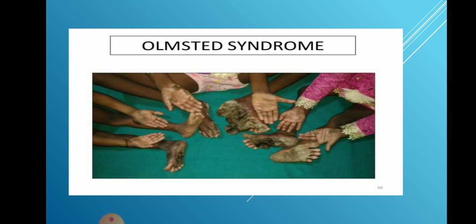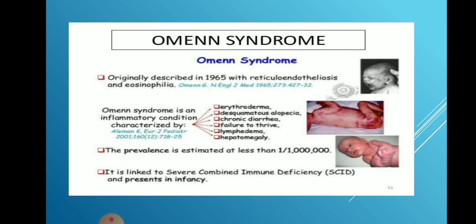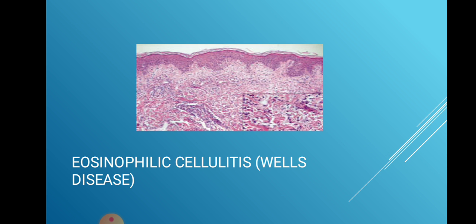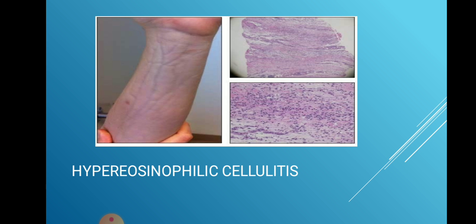This is a rare case associated with eosinophilia called Omenn syndrome, originally described in 1965 with reticular endotheliosis and eosinophilia. It is an inflammatory condition characterized by erythroderma, desquamating alopecia, chronic diarrhea, failure to thrive, lymphedema, and hepatosplenomegaly. This is the image showing eosinophilic cellulitis called Wells disease. This is another image showing eosinophilic cellulitis.